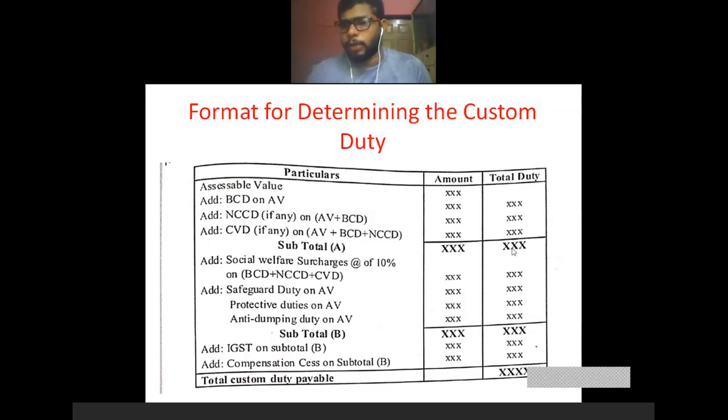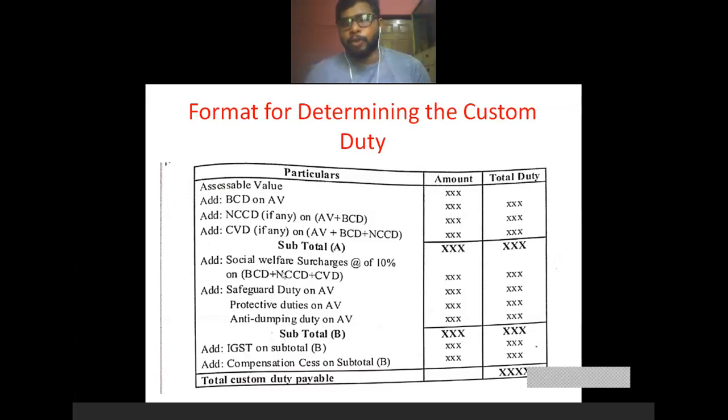Here one total you are getting, here one total you are getting, but both the values are different. Try to understand. In this particular value, only BCD, NCCD, CVD are included. But in this particular value, one more extra thing is included. What is that? Assessable value.